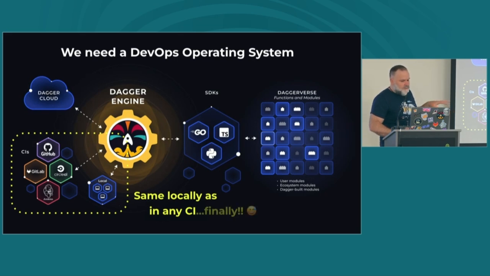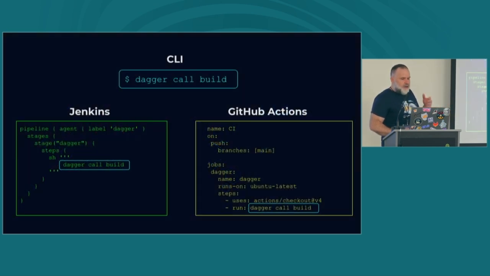And now, finally, part of the point of the talk was to show how I could run things locally the same as in CI. So now I can call that function, like the build function, from the CLI on my laptop, Dagger call build. But now I want to run this from Jenkins. I can also just run Dagger call build. Or on GitHub Actions, Dagger call build, or GitLab CI, or anywhere. And so it means that now I've got portability.